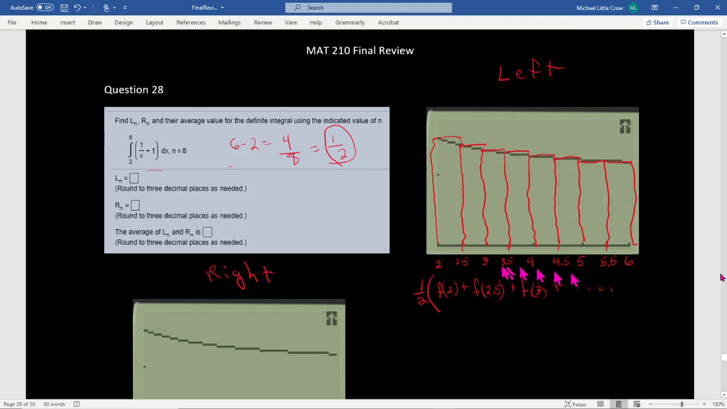Notice we'd have 8 of these. You could list them all out. So we're going to go 1, 2, 3, 4, 5, 6, 7, 8. We don't do f of 6 on this one. That goes with the right, but the right doesn't have f of 2. So you'll see that. So we go all the way to f of 5.5.